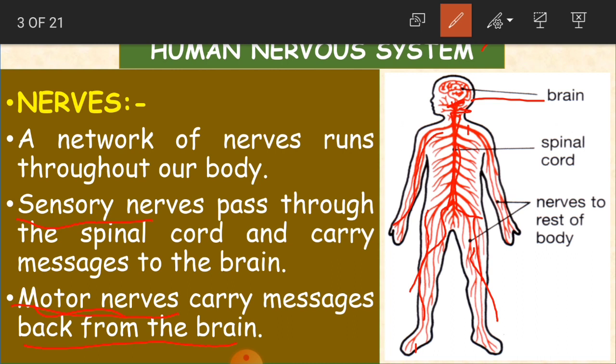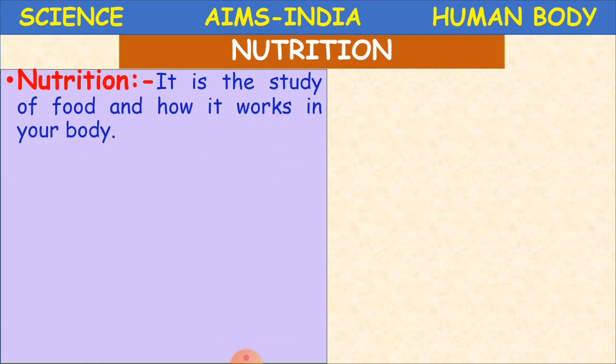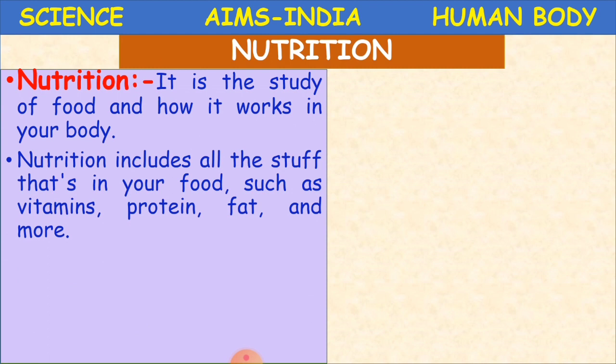Okay, children, and these are all the nerves of the rest of the body. Clear? Okay, now next, it is about nutrition. Nutrition means what, children? Nutrition is about our food. It is the study of food and how it works in your body.